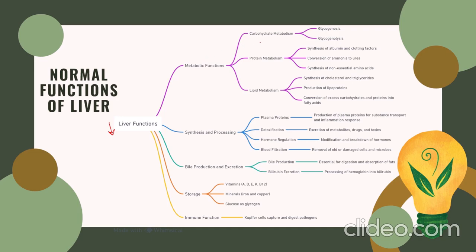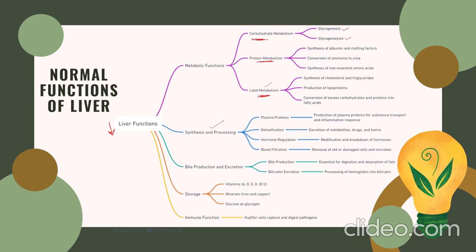So when the liver function is reduced, the carbohydrate metabolism is hampered. So there is a problem in gluconeogenesis and glycogenolysis, which can make the patient hypoglycemic. Abnormality in protein metabolism will cause wasting of the muscles of the body. And lipid metabolism can lead to hypercholesterolemia and many other problems with the lipid metabolism.